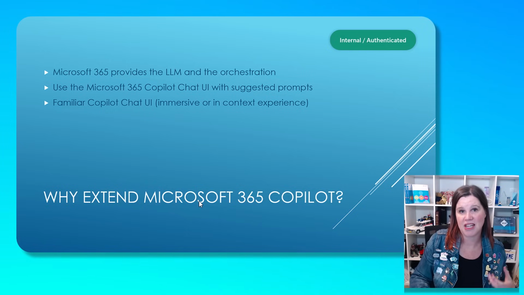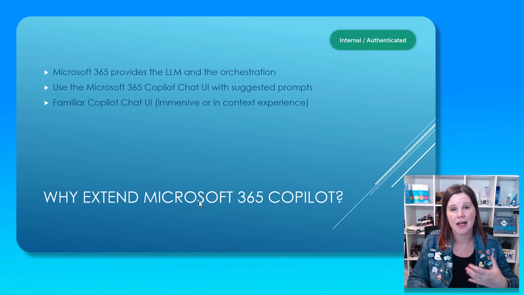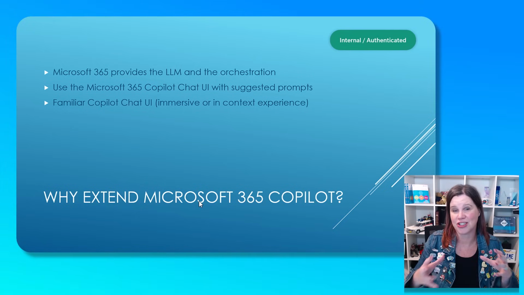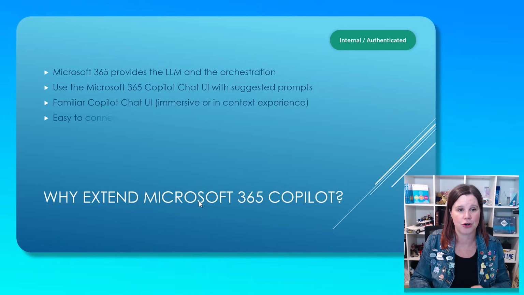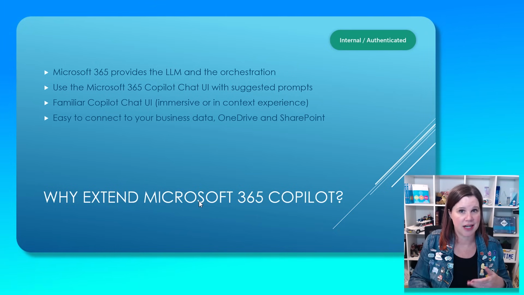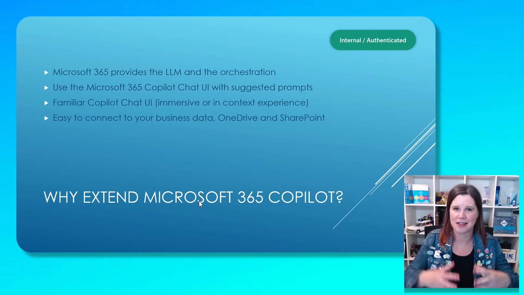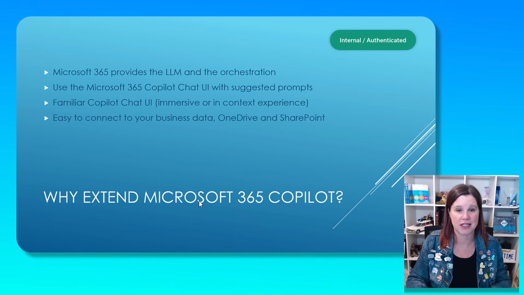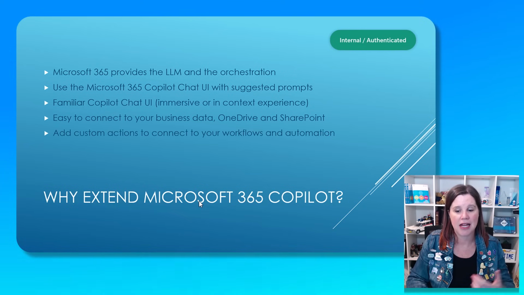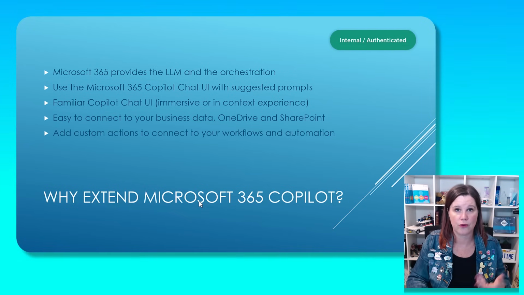And that is a very familiar UI. If you've got users who are already there, it means that they can have those extra agents just in the context of where they're working. So I'll show you how that works. It's very easy to connect to your business data. If you've got the Microsoft 365 Copilot paid license, the $30 per user per month, it's already grounded in all of your work data. It's very easy to get to things like SharePoint and OneDrive. Even if you're using the Microsoft 365 Copilot chat experience pay as you go without a license, you're in that place. Like your starting point here is in Microsoft 365, so it's easy to get to those things. And you can add custom actions for workflows and automation.